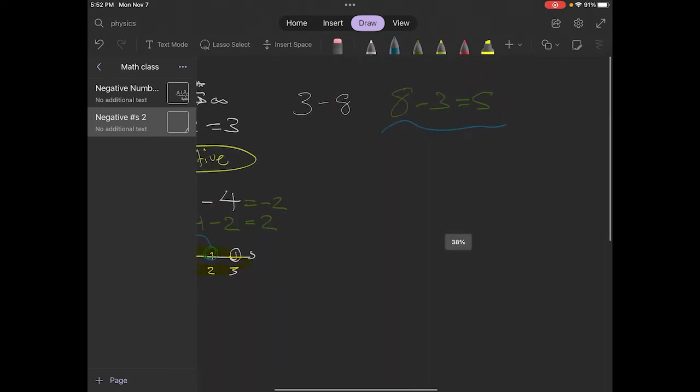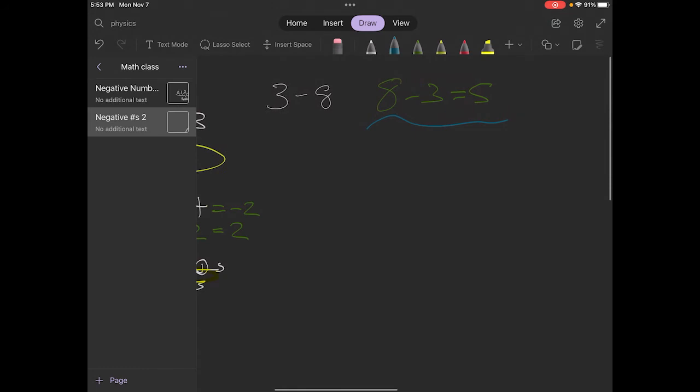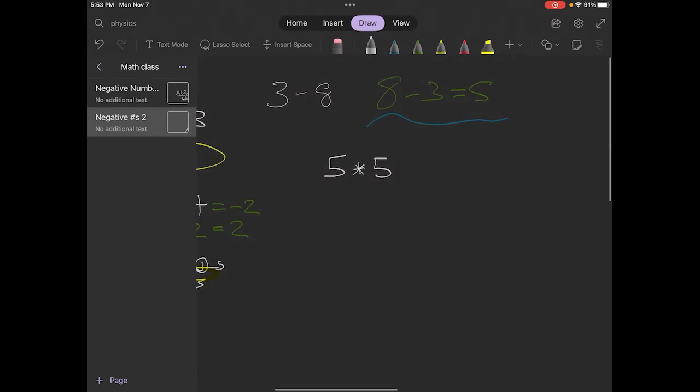What if we dive into multiplication? Now here it gets a little bit more tricky because, well, let's just define multiplication quickly. We have 5 times 5. Multiplication can also be a star. It can also be most commonly represented as an X. But whatever it is, we have our problem, 5 times 5.